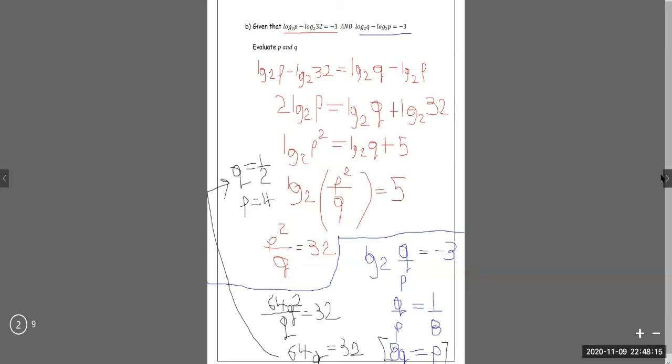Now let's look at question 2. Now question 2 says, solve the equation log x plus 5 times the log of x plus 1 equals 2. And we're solving this equation for x. What are we going to do?